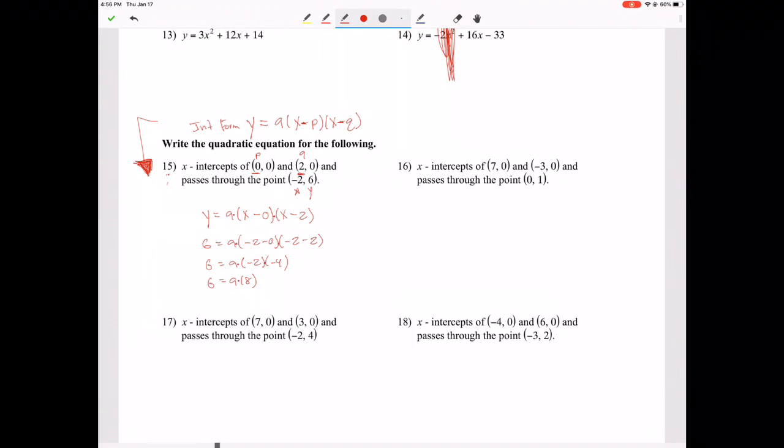So if you want to get a by yourself, you need to divide both sides by 8. You don't subtract 8, you divide. And you get a equals 6/8, which is the same thing as 3/4. You're not done yet. You will need to plug a into your equation to get your final equation. y equals 3/4 x, you don't need to have the minus 0, x minus 2.